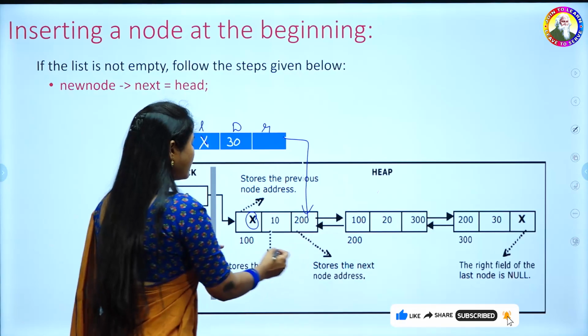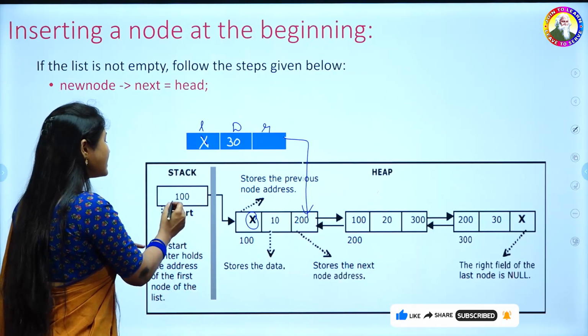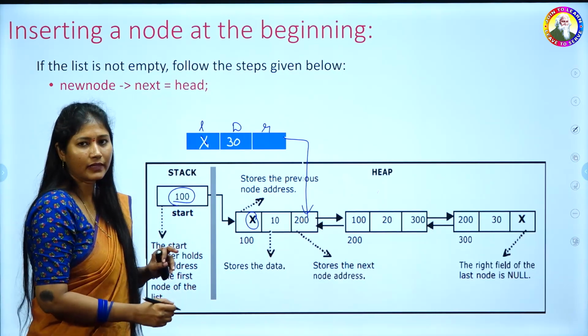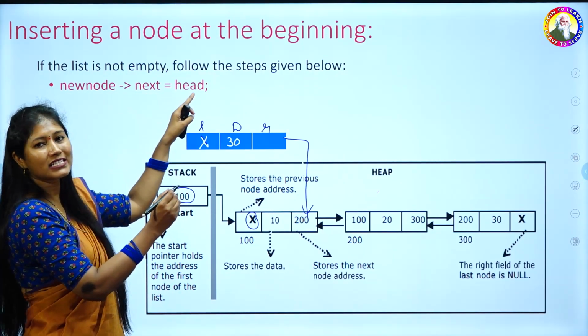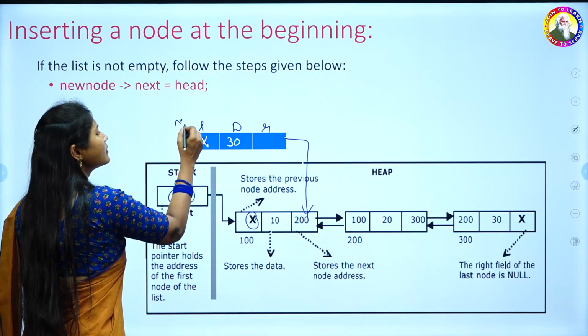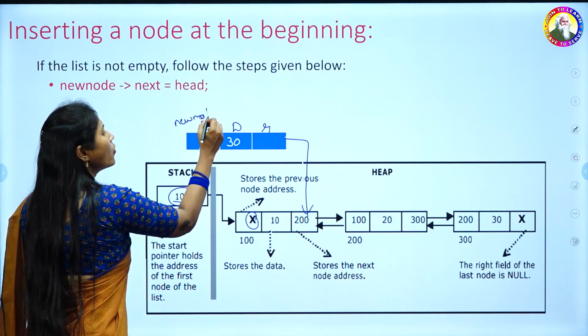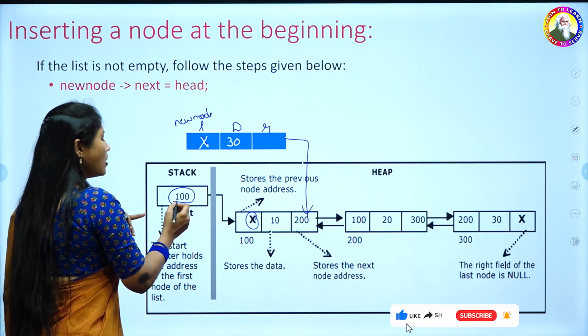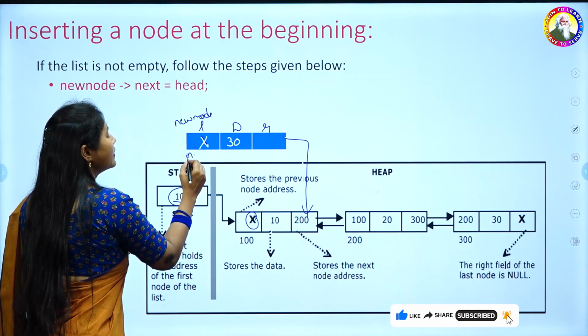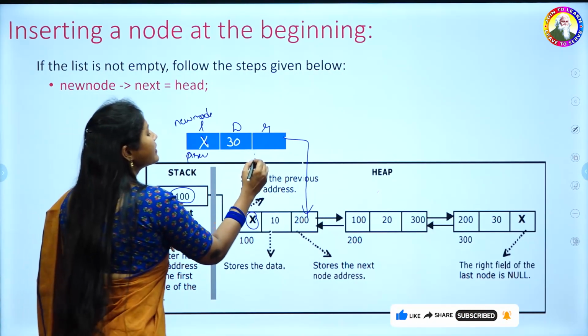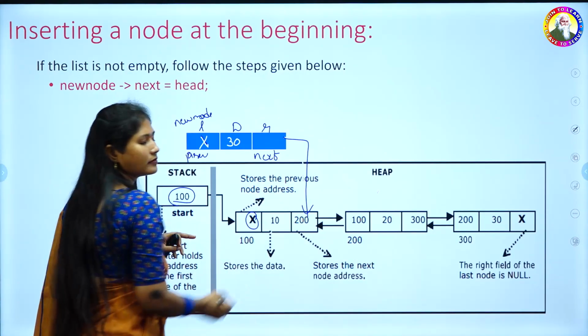But where is this address? This address is present in the start. Yes or no? How can I write that? By writing new node next equal to head. This is a new node, right? Yes. In this new node next, I should have the address of the starting one. This will be treated as previous, and this will be treated as next in our coding.